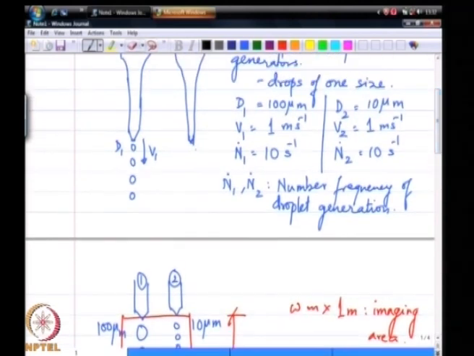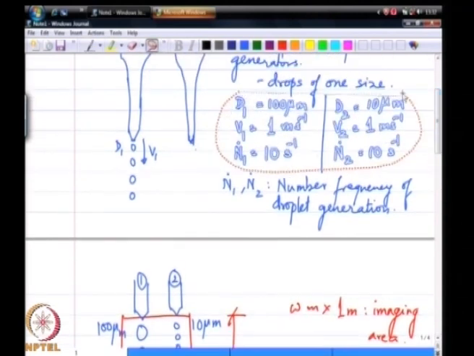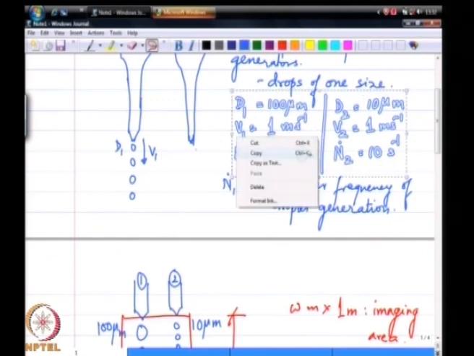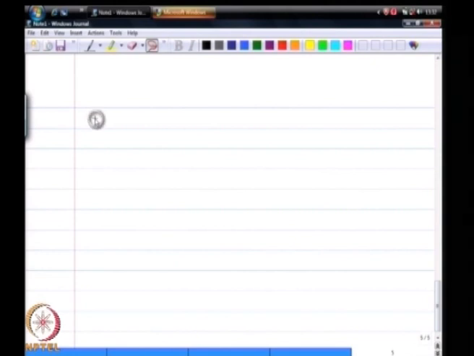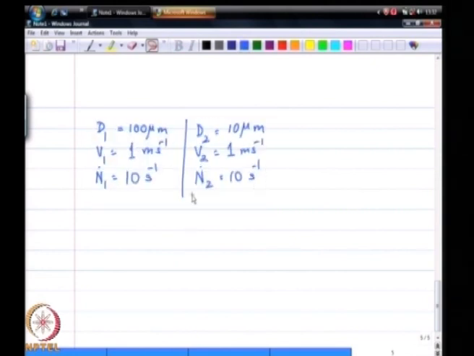So, I will now take the exact same situation, except I am going to make this V2. So, I will call this my example 2. Okay. Example 1 was fairly straightforward, we got the same mean diameters whether you sample in the time domain or whether you sample in the spatial domain.